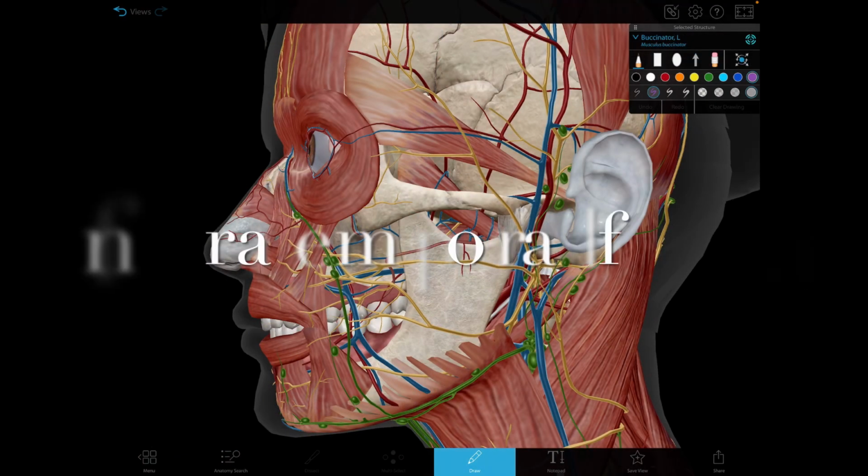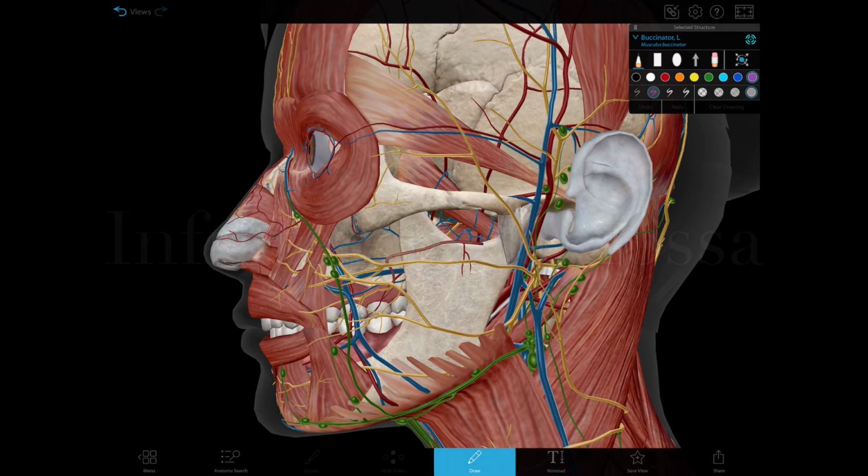In the infratemporal fossa, we have a couple of boundaries. Anteriorly, it's the body of the maxilla. Medially, it's the lateral pterygoid plate. Laterally, it's the ramus of the mandible. Superiorly, it's the greater wing of the sphenoid bone. And this is open to the neck posteriorly and inferiorly.